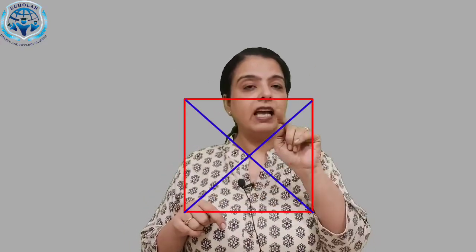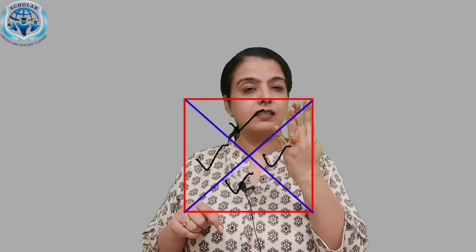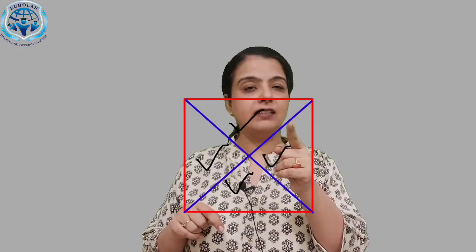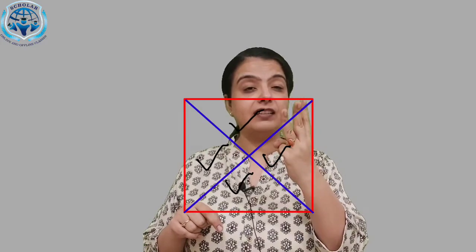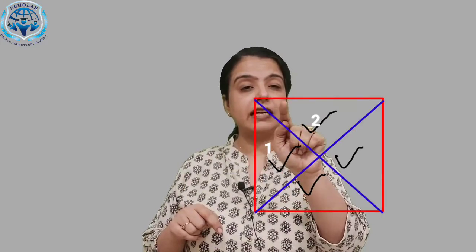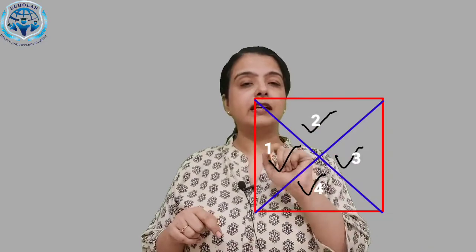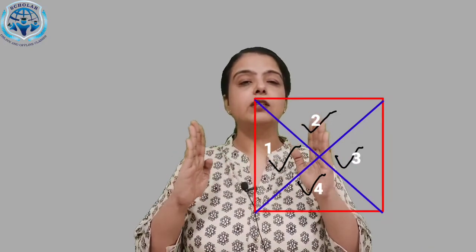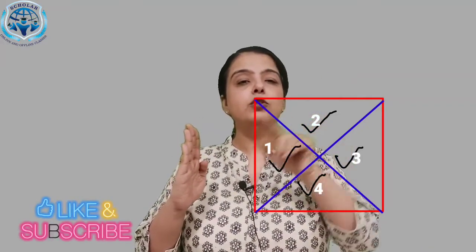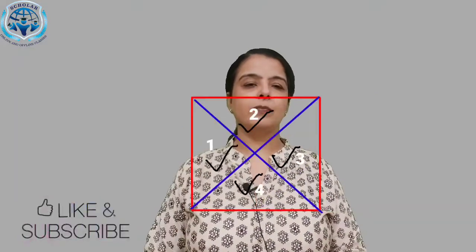Now take one square. These are the two diagonals of the square. With the help of these diagonals, the square is divided into four triangles. You must be familiar with triangles. Tri means three sides and three angles. This is one triangle, this is second, this is third, this is fourth. That means a square is divided into four triangles by two diagonals.